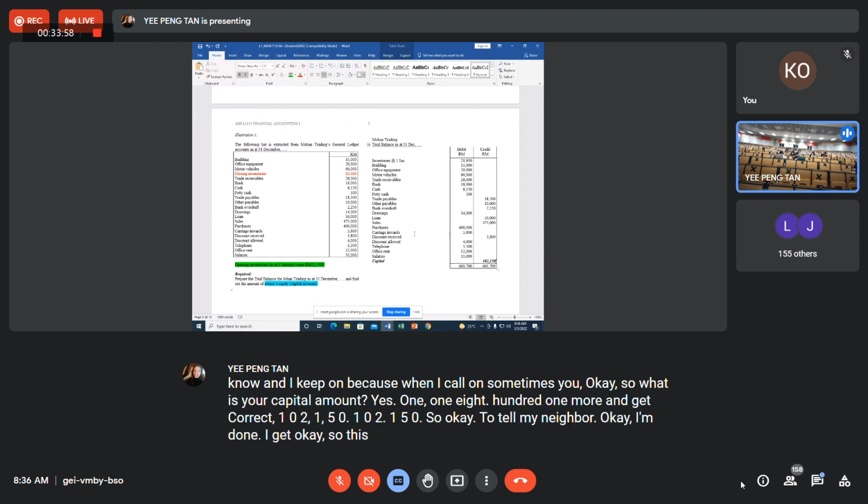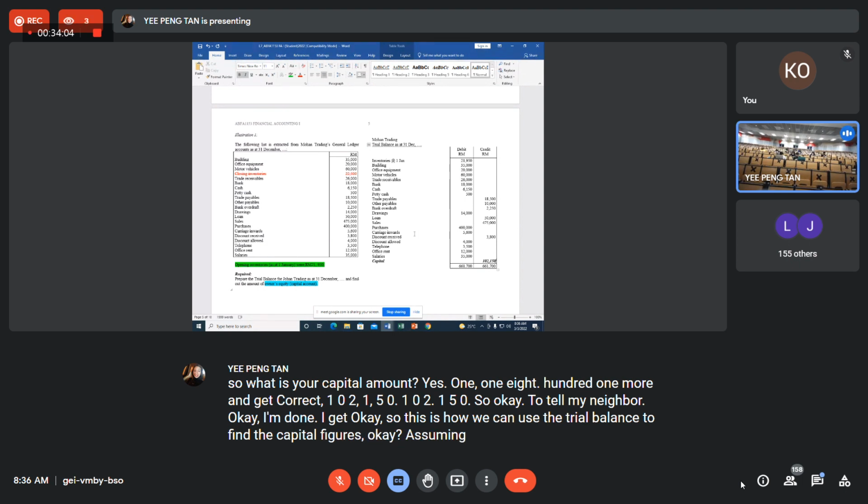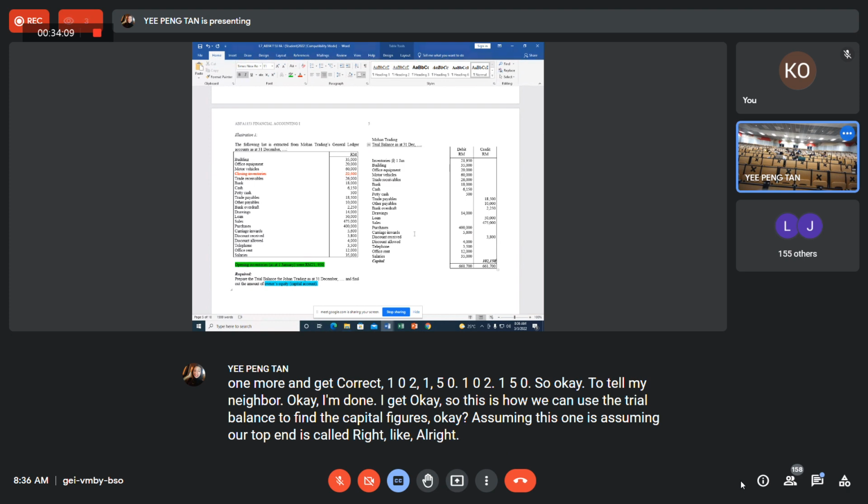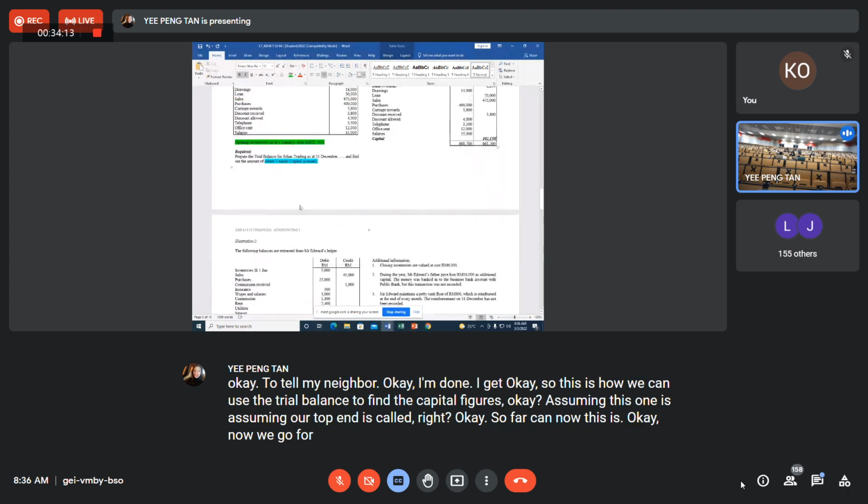So this is how we can use the trial balance to find the capital figure, assuming our data entry is correct. All right. So far okay. Now we go to illustration 2.